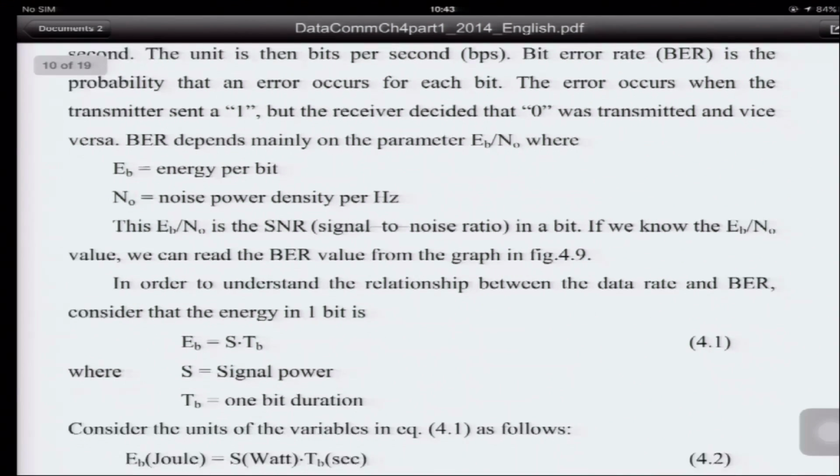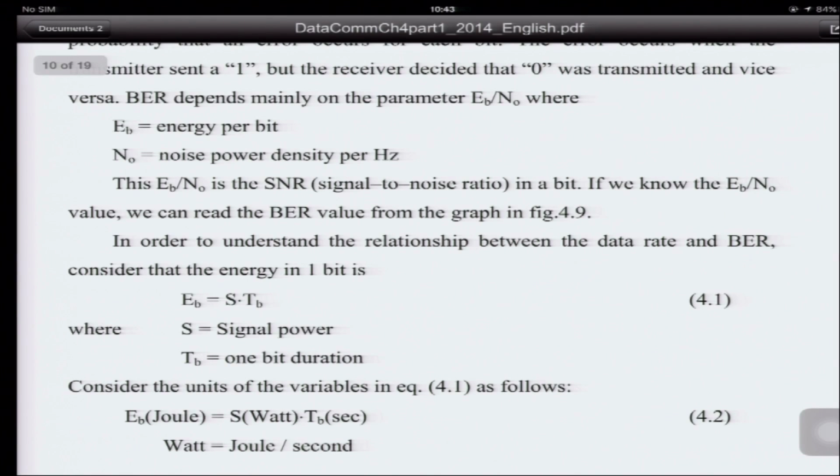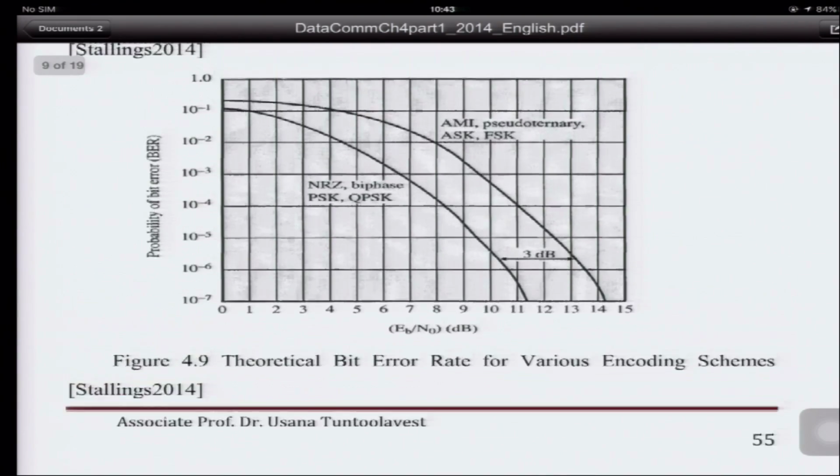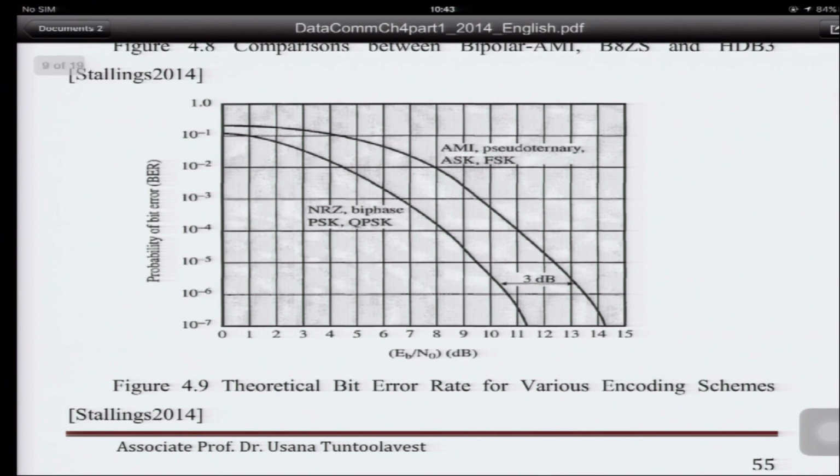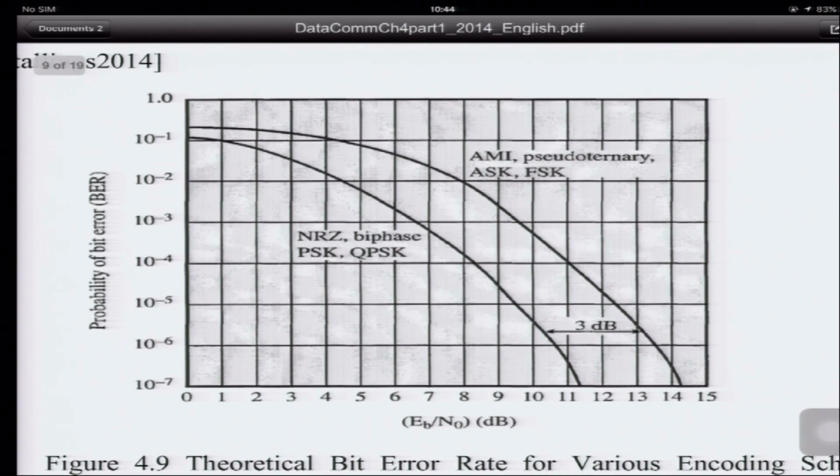Now, the bit error mainly depends on the parameter Eb over N0, where Eb is the energy per bit, and N0 is the noise power density per hertz. We can consider this as a signal to noise ratio in a bit. So if you know the signal to noise ratio, or Eb over N0 values, you can read the bit error rate from the graph here, depending on the encoding. So you can read it. I have Eb over N0 equal to 11 dB, and I use AMI, so the bit error rate is 10 to the minus 4, something like that.